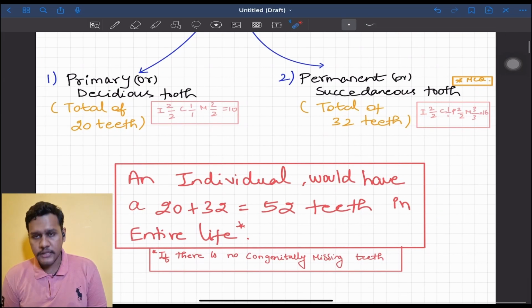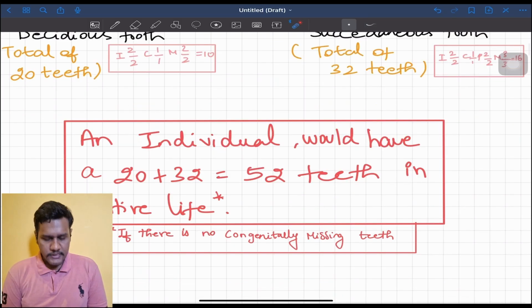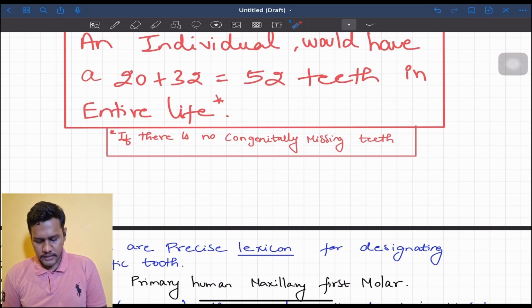Next we see permanent or succedaneous teeth, a total of 32 teeth. This is the same dental formula but it includes premolars. So there will be 4 incisors, 2 canines, 4 premolars, and 6 molars, a total of 16 teeth per side. It comes to 16 times 2 equals 32. So an individual would have a total of 20 plus 32, that is 52 teeth in his entire life. There are no congenitally missing teeth.